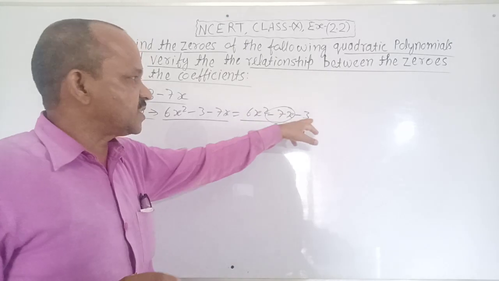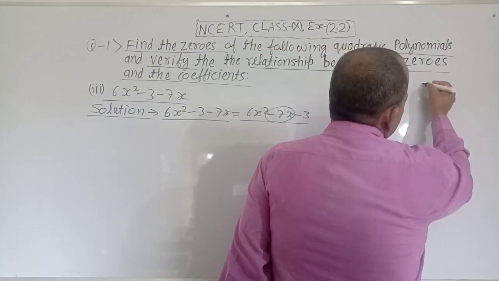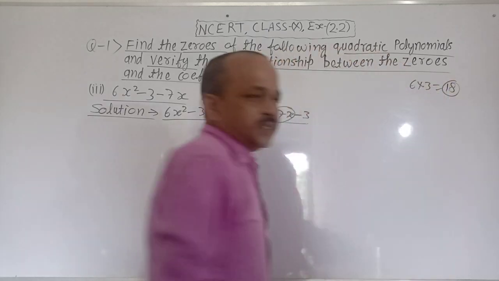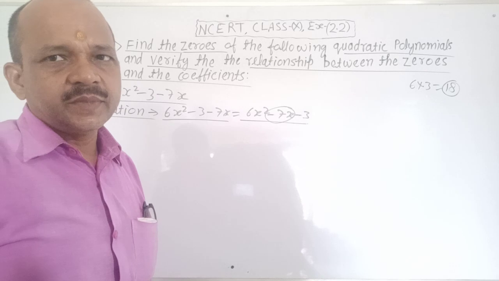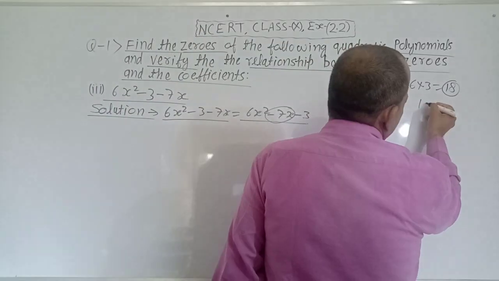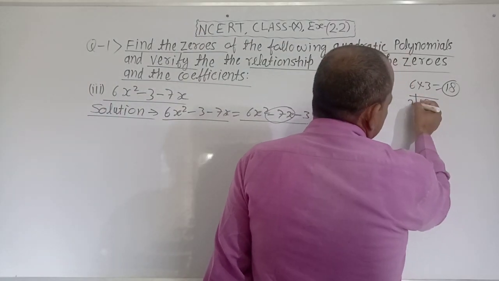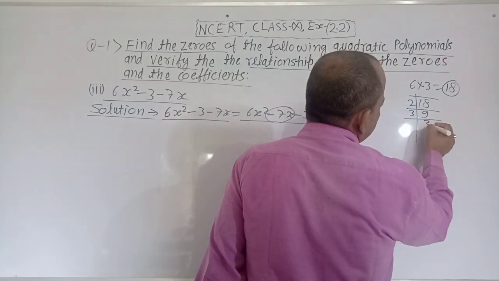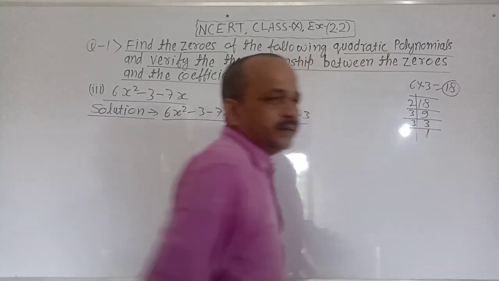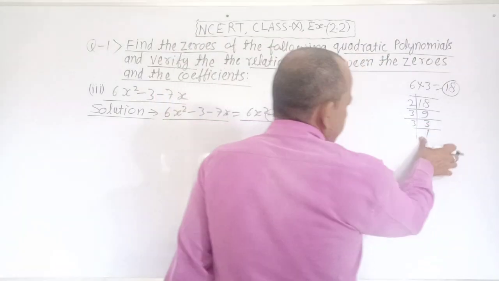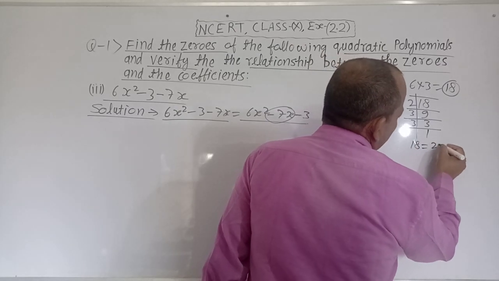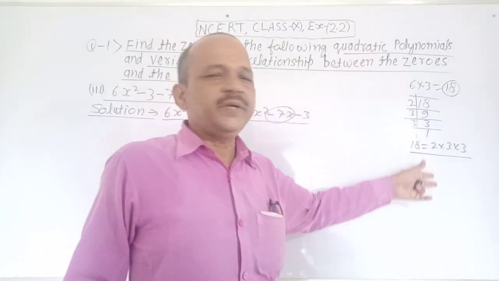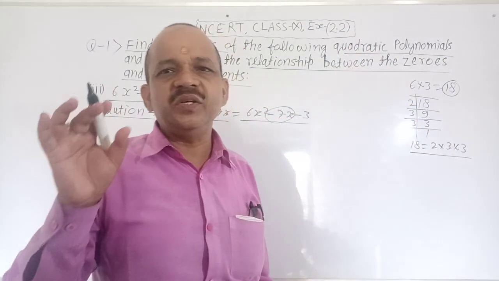Firstly you multiply 6 and 3. 6 multiply 3 equals 18. Now you factorize 18. 18 divided by 2 you find 9. 9 divided by 3 you find 3. 3 divided by 3 you find 1. It means 18 equals 2 multiply 3 multiply 3. It is the factor of 18. Factor of 18 is clear? No confusion about it? Very good.